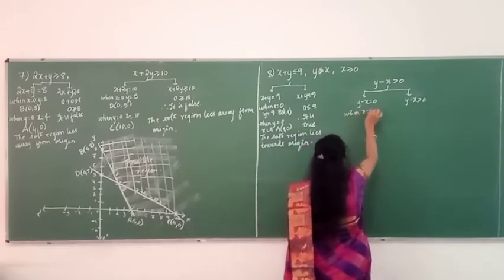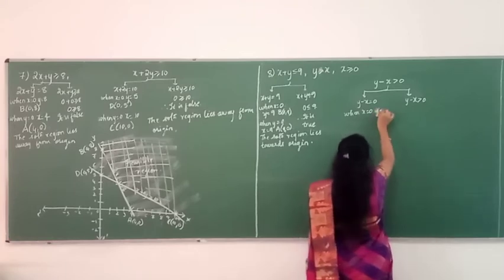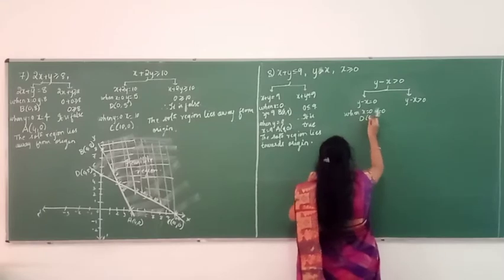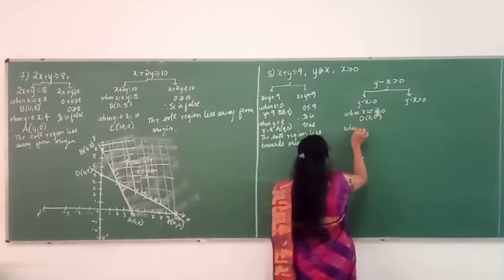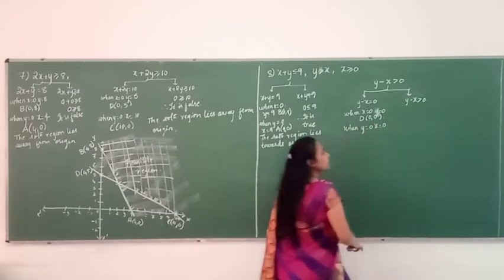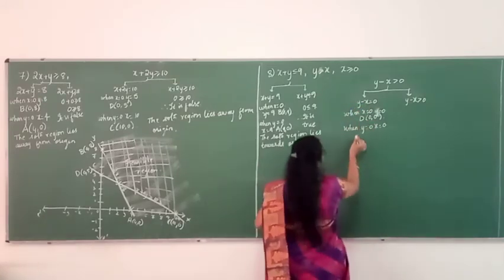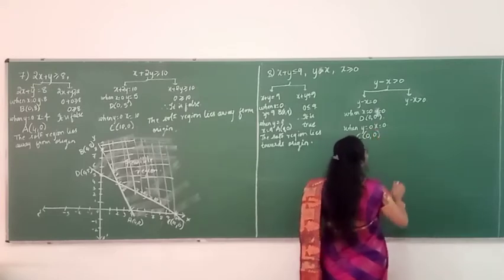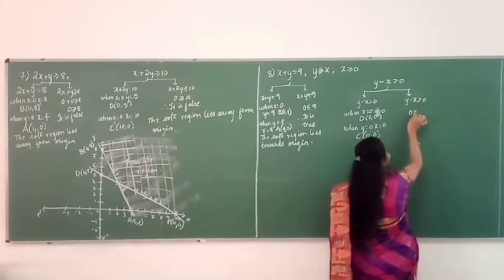Now substitute. When x is equal to 0, you get y as 0, which is B equals (0, 0). Next, when y is 0, you get x as 0. Just substitute here and you will get the values. So C is nothing but (0, 0). Next, you substitute (0, 0), and it will be 0 greater than 0.